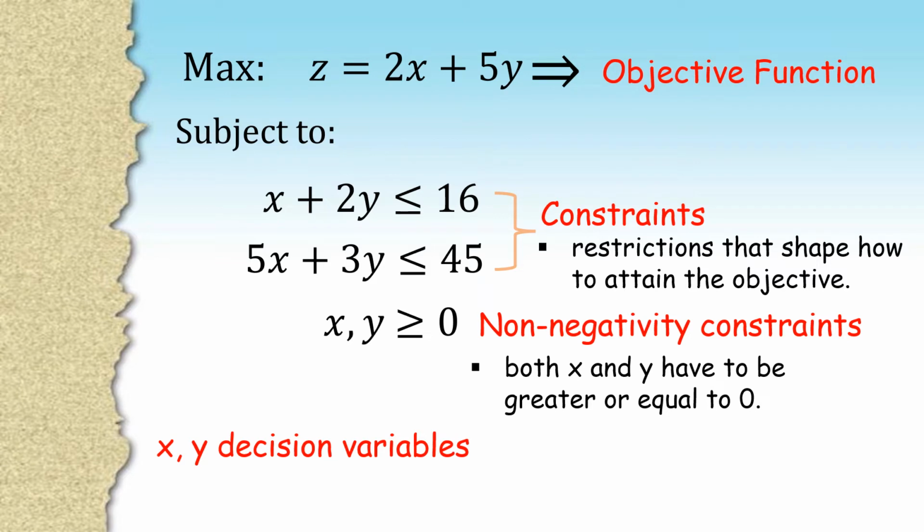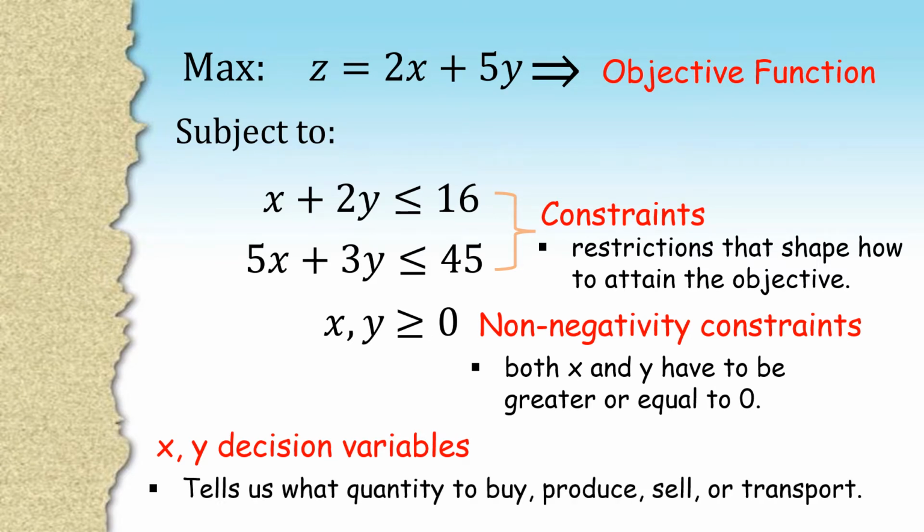So we have the decision variables, the x and y. It tells us what quantity to buy, produce, sell, or transport. And then the word max is short for maximize. So whenever we see an objective function and we see the word max, it means we need to maximize the objective function.